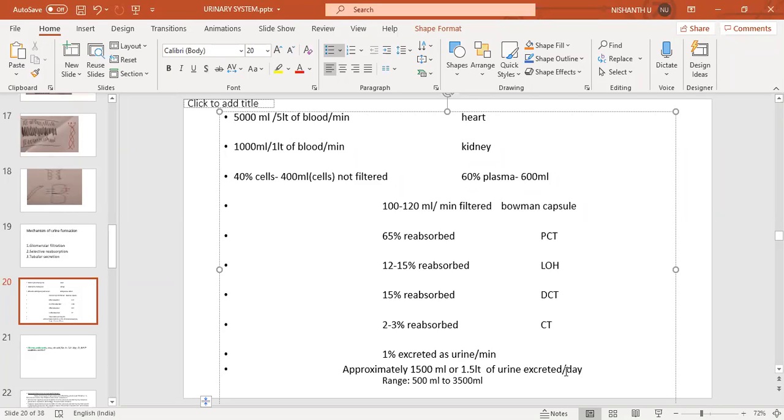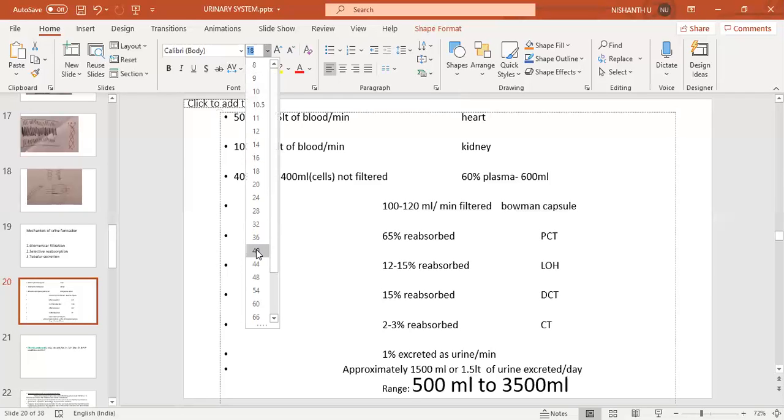Listen carefully. The range is the science. That means books will tell 500 ml to 3500 ml. This is the range. Are you able to understand? Then you should get one doubt. Why this range? The range is too much, from 500 ml to 3500 ml. So why did they decide these values, 500 ml to 3500 ml?